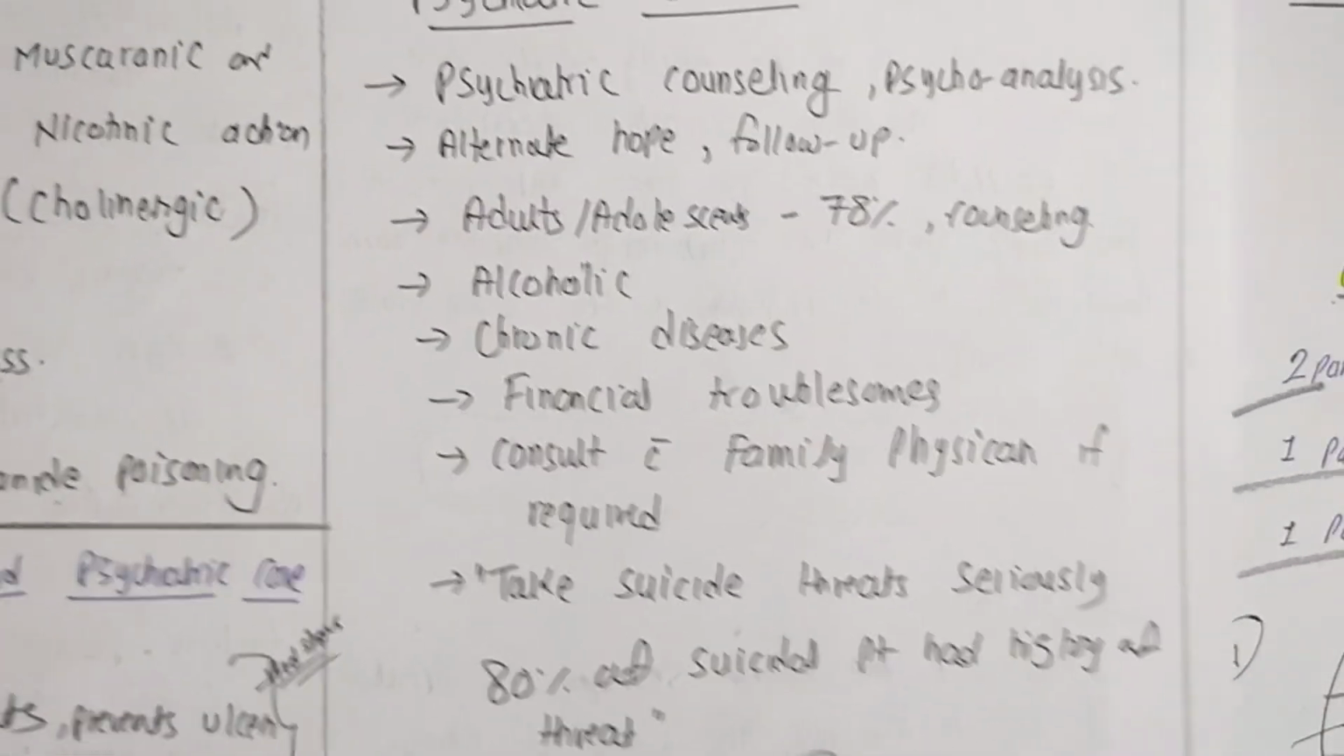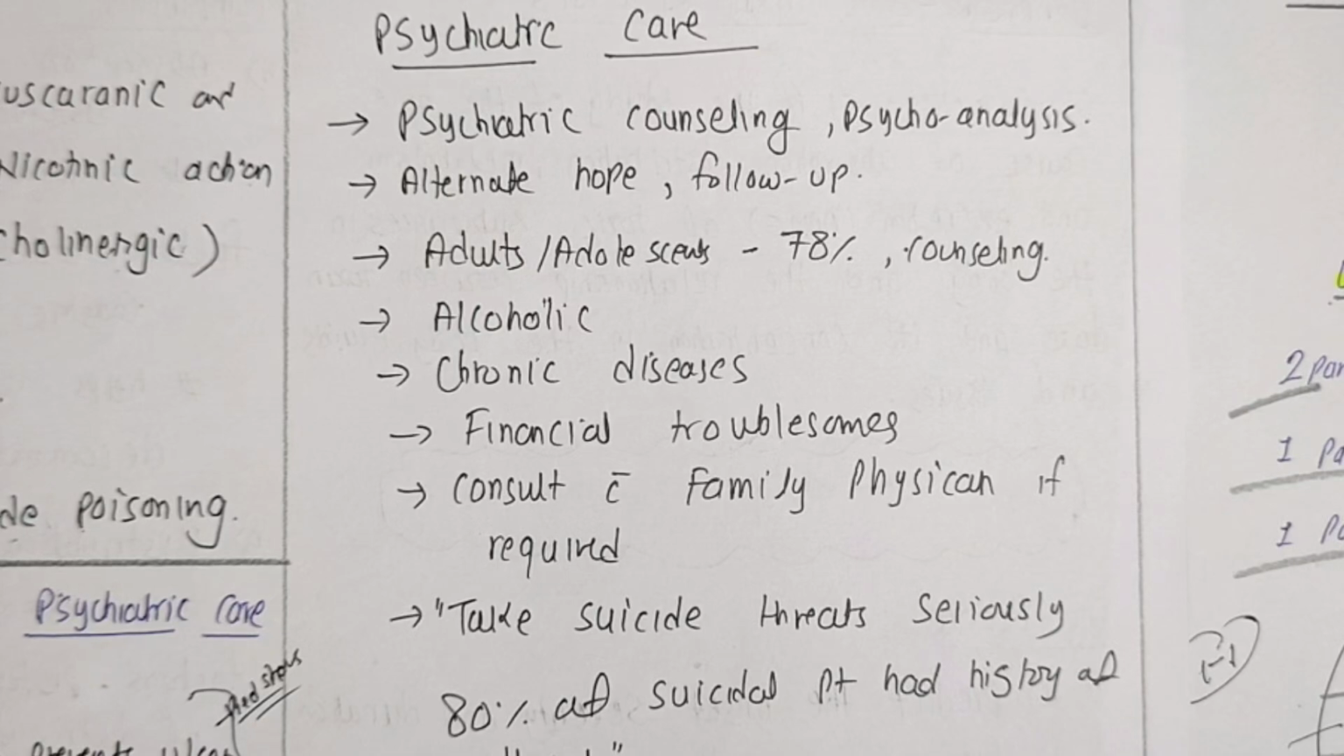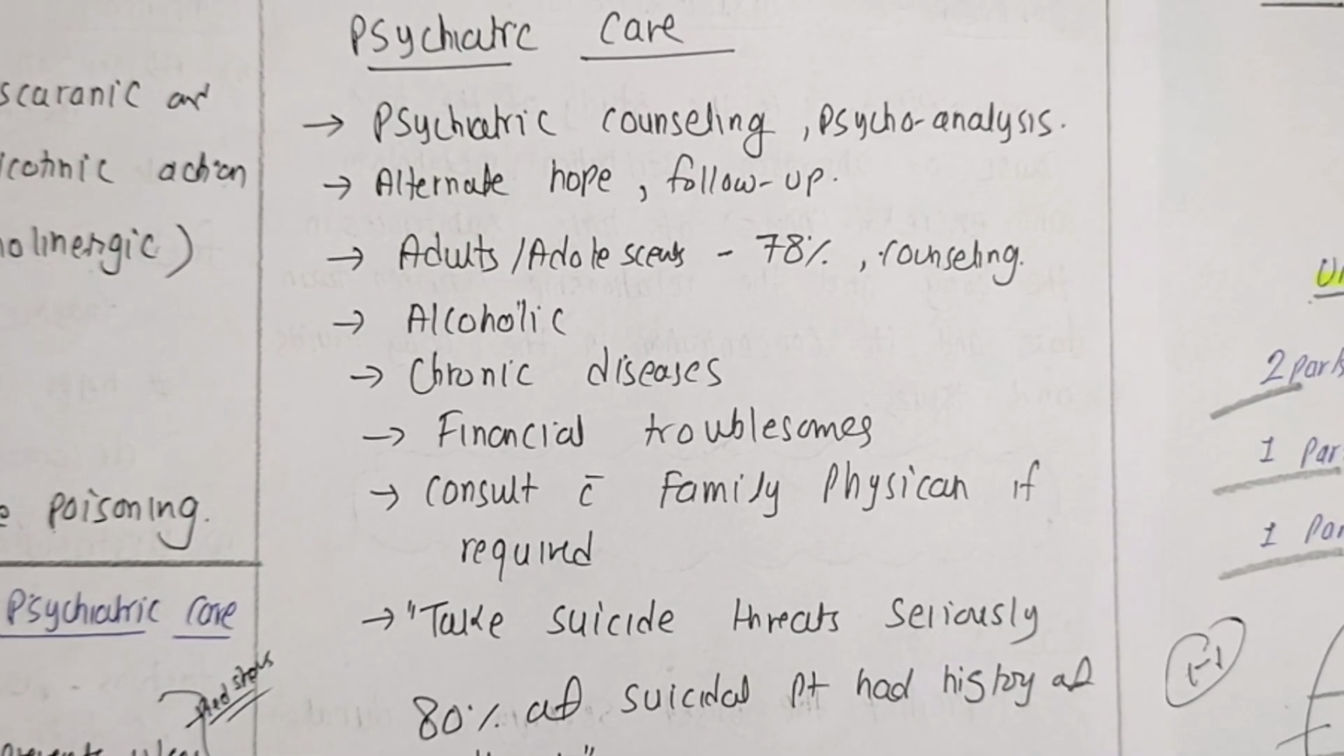Now, similarly, let's see some types of psychiatric care. As we have discussed previously also, the majority of these cases are suicidal in nature. People want to end their life due to various problems in their life. In such cases, psychiatric care plays an important role, right? So this counseling should be mandatory for all the poison cases, right?